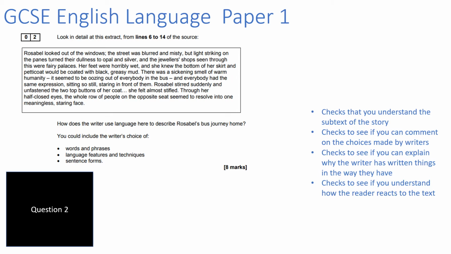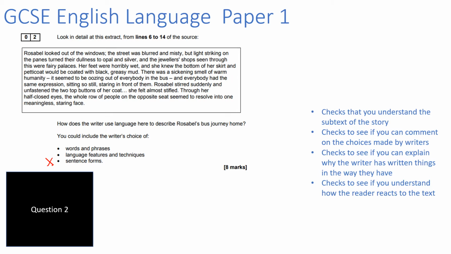And you can see that it's 8 marks, and it says in the question itself, how does the writer use language here to describe Rosabelle's bus journey home? You could include the writer's choice of words, phrases, language features, techniques, and sentence forms. Now, personally, we would avoid sentences, okay, because it doesn't produce really precise analysis. And the same with punctuation. It's words, phrases, and techniques, not punctuation. So do not write about punctuation here.